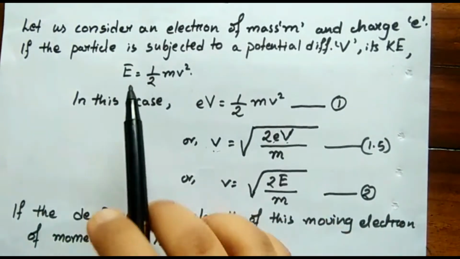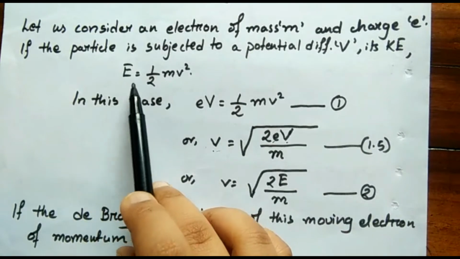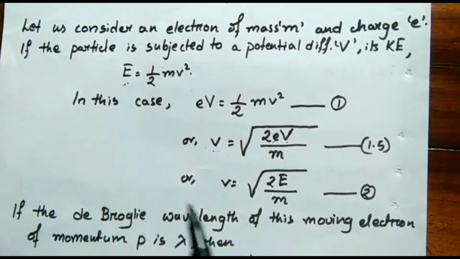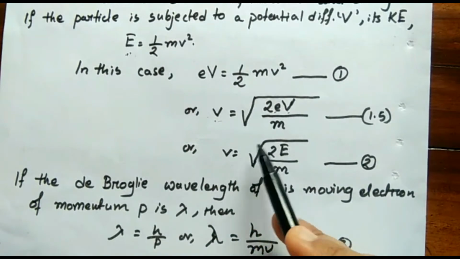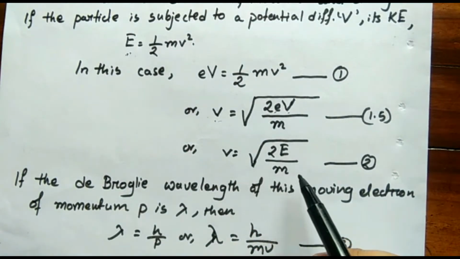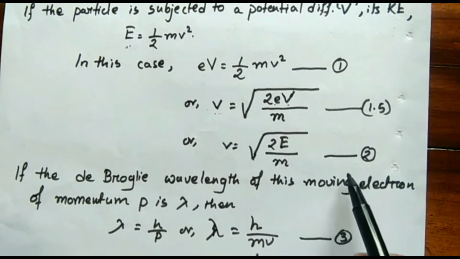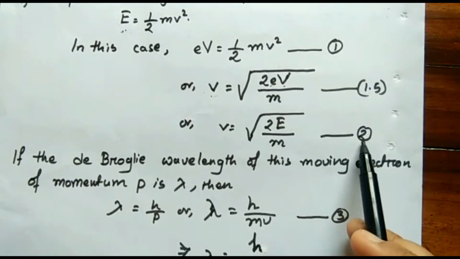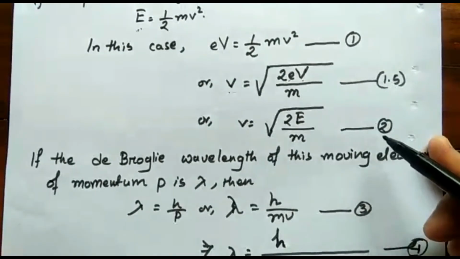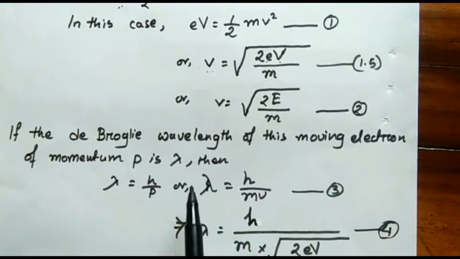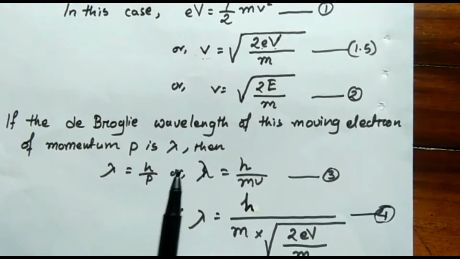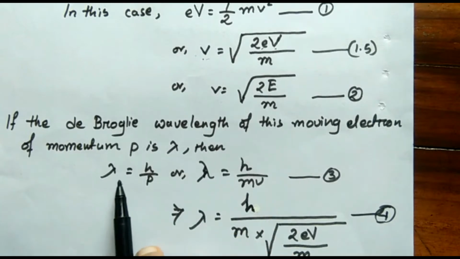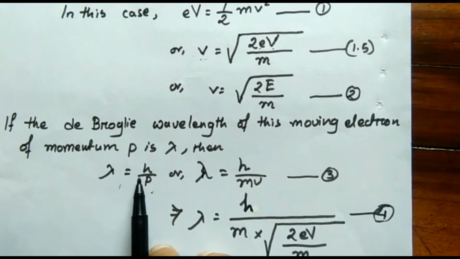So eV we have placed instead of this energy. Replacing this, we get v is equal to root over 2eV by m. Let us name these equations as 1, 1.5 and 2. So if the de Broglie wavelength of this moving electron of momentum p is lambda, then lambda is equal to h by p. You already know that.